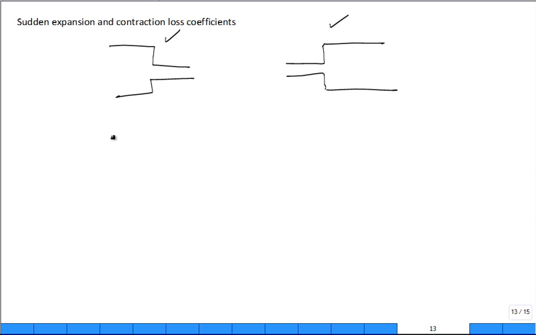These have curves for the loss coefficient depending on the diameter changes, etc. So there's no simple equation. Look in the textbook and get the right one. But you can get a loss coefficient for the sudden contraction and for the sudden expansion. Right here you can see you'll get a lot of recirculation in this region. You're going to get losses. And here the same, you get that recirculation region, you'll get losses.